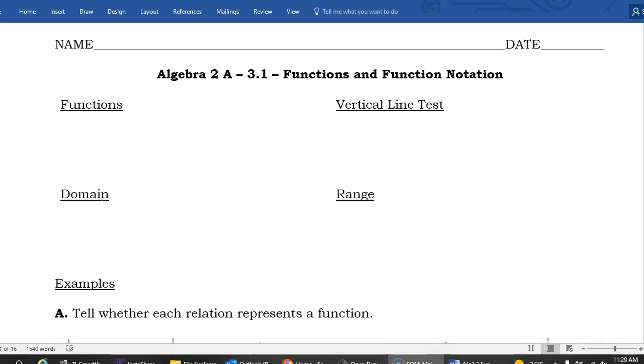This is Algebra 2A, Lesson 3.1, Functions and Function Notation. So we'll start with the definition of a function.